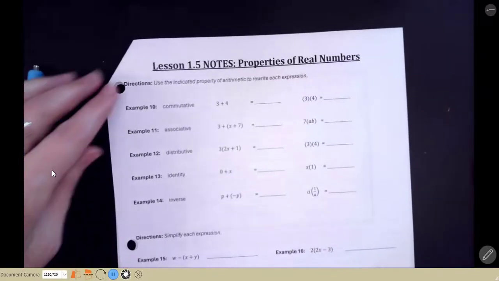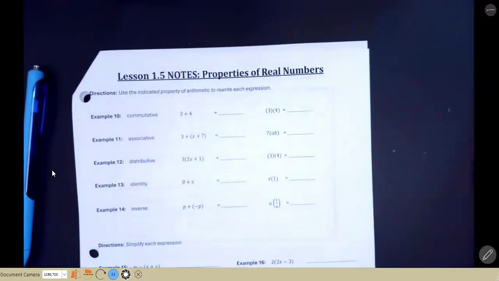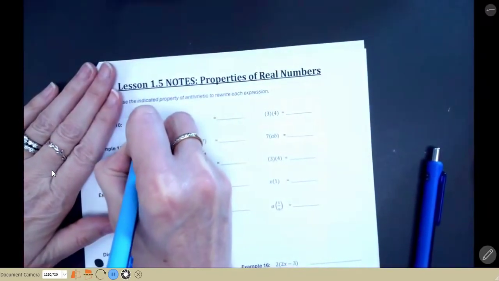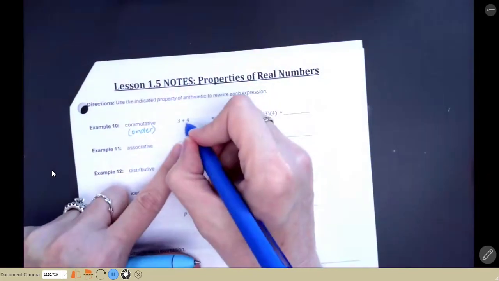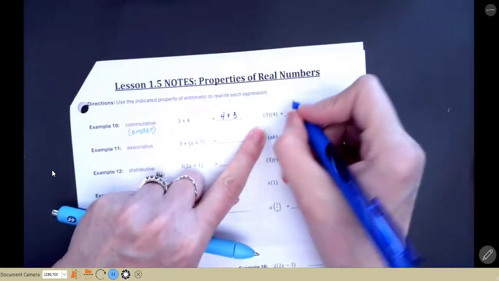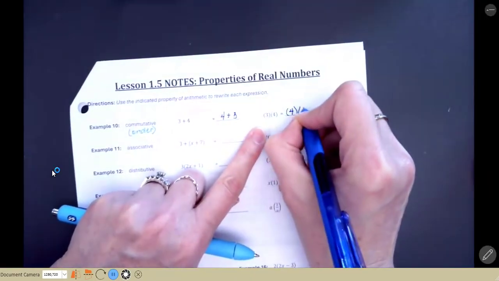Okay. So let's look at the next set. You're going to use the indicated property of arithmetic to rewrite each expression. So commutative means order. All we're going to do is we're going to rewrite it by changing the order. So instead of 3 plus 4, we're going to have 4 plus 3. Same thing, you get 7 for both of them. Instead of 3 times 4, we're going to have 4 times 3. Okay?